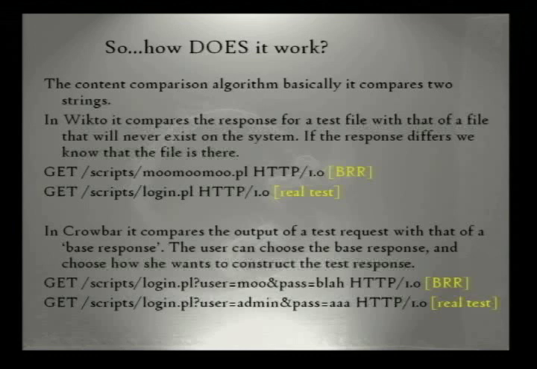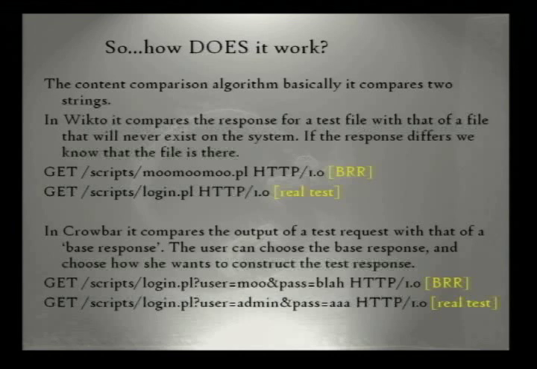So how does it work? And hopefully this is the last time I'm going to talk about this. In Wecto, if we want to test for a file, let's say login.pl that sits in the scripts directory, we would first test for something in the scripts directory that we know does not exist, like moo moo moo moo moo. That's the base request that builds the base response.